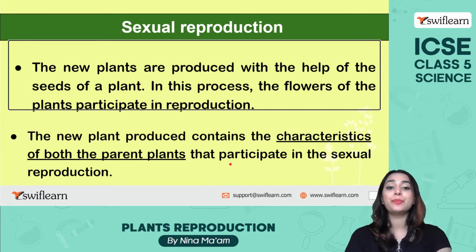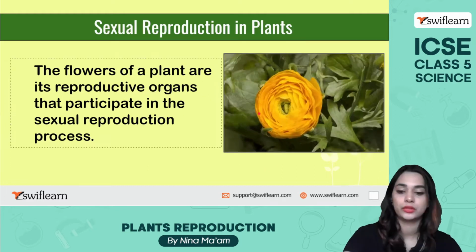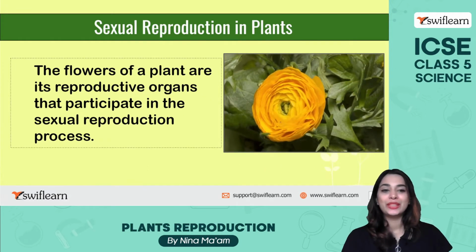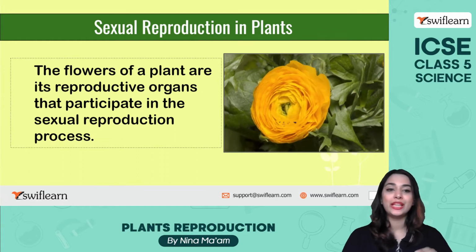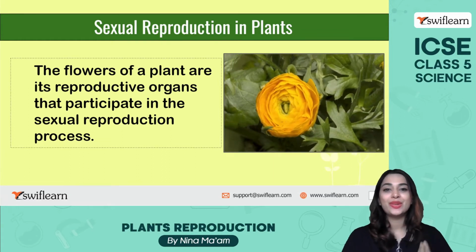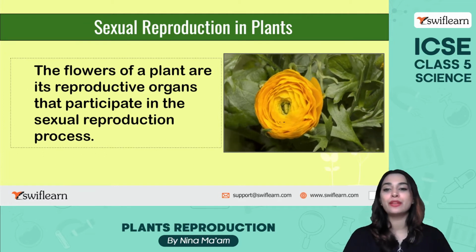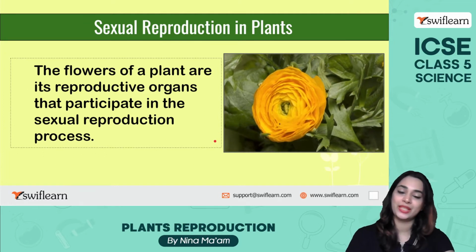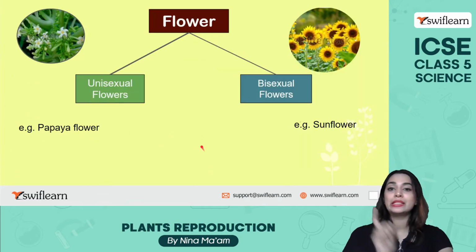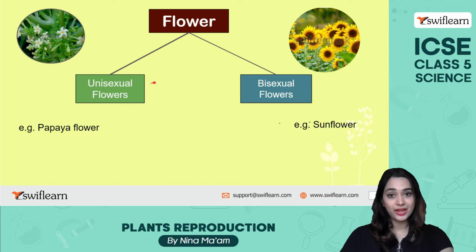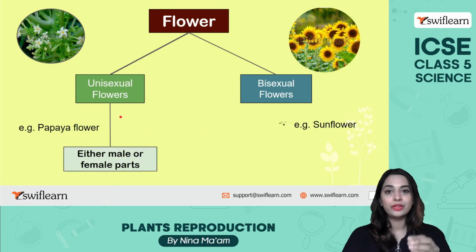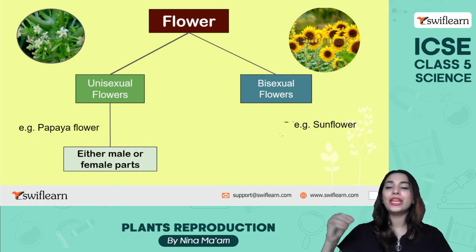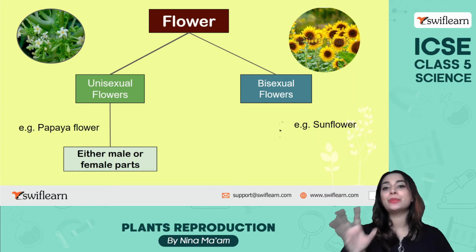So, the part that participates in sexual reproduction. You can see a beautiful yellow flower blooming over there, which is ready to participate in the sexual reproduction process. And that is why we can divide flowers into two main categories, the unisexual flowers and the bisexual flowers. So what is meant by a unisexual flower? In the unisexual flower, uni means only one, so either the male or the female part is present.